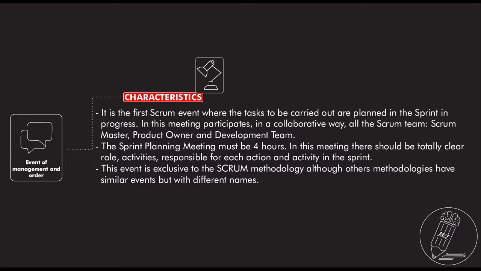In this meeting, the whole Scrum team participates in a collaborative way: Scrum Master, Product Owner, and Development team. The sprint planning meeting must be 4 hours in length. In this meeting, the roles, activities, and responsibilities for each action in the sprint should be totally clear. This event is exclusive to the Scrum methodology. However, other methodologies have similar events with different names, but the idea is basically the same.